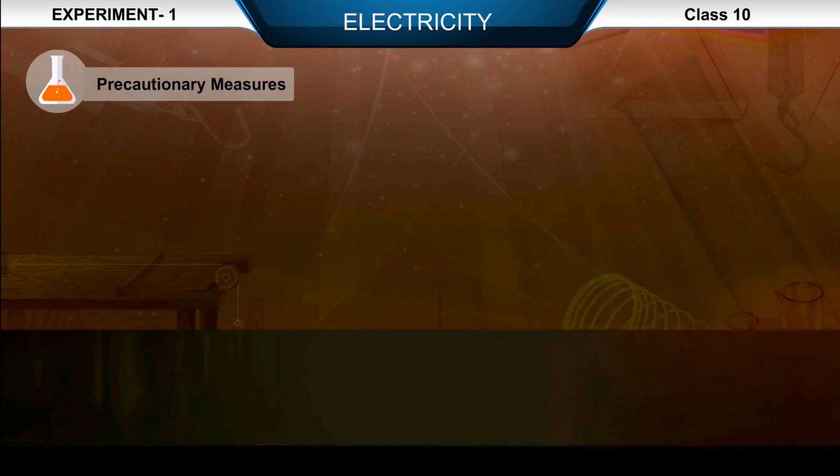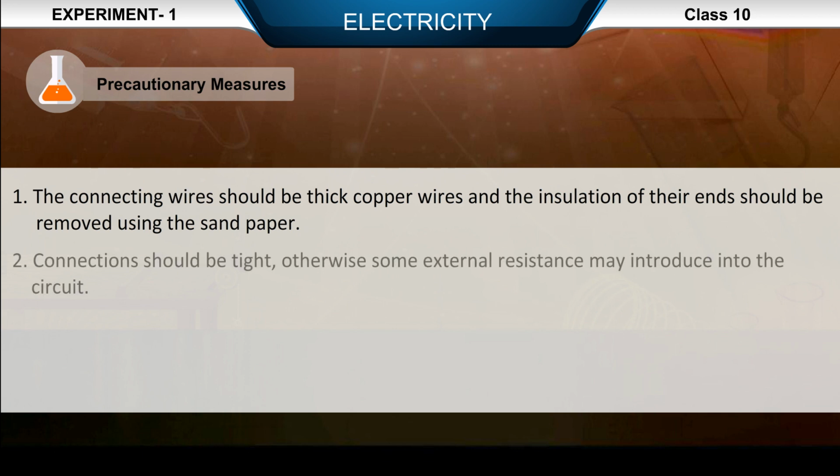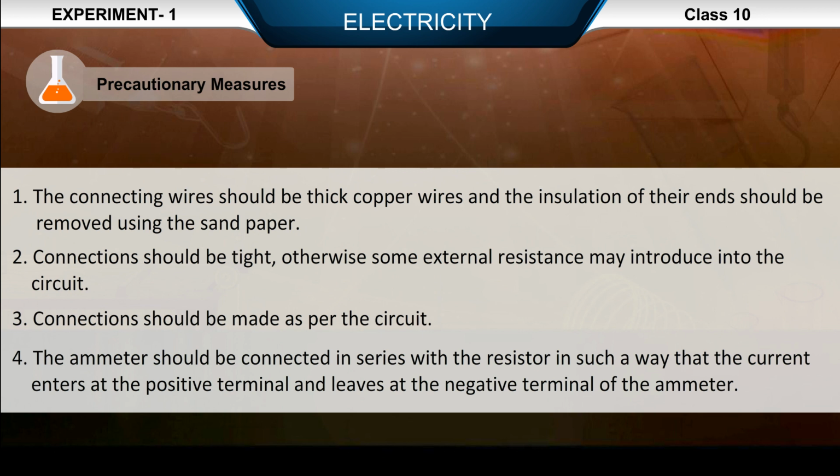Precautionary measures. 1. The connecting wires should be thick copper wires, and the insulation of their ends should be removed using the sandpaper. 2. Connections should be tight, otherwise some external resistance may be introduced into the circuit. 3. Connections should be made as per the circuit. 4. The ammeter should be connected in series with the resistor in such a way that the current enters at the positive terminal and leaves at the negative terminal of the ammeter.